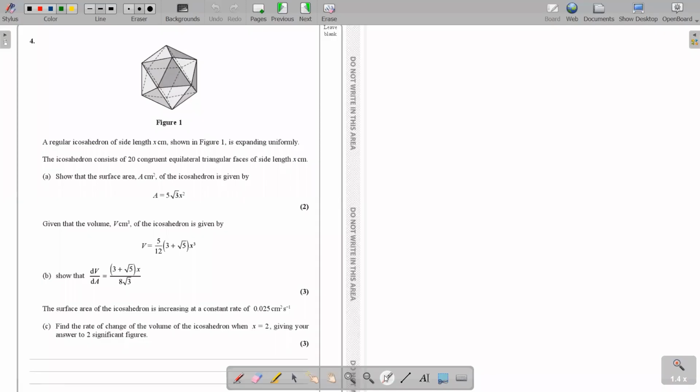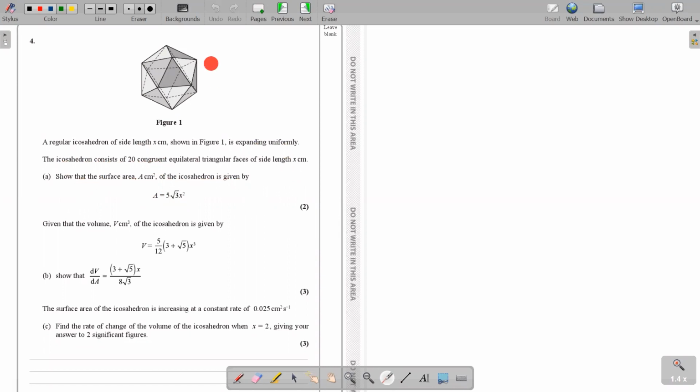Okay, question number 4. A regular icosahedron of side length x centimeters, shown in figure 1, is expanding uniformly. The icosahedron consists of 20 congruent equilateral triangular faces of side length x centimeters. Show that the surface area A square centimeters of the icosahedron is given by this equation. So it's just 2 marks.